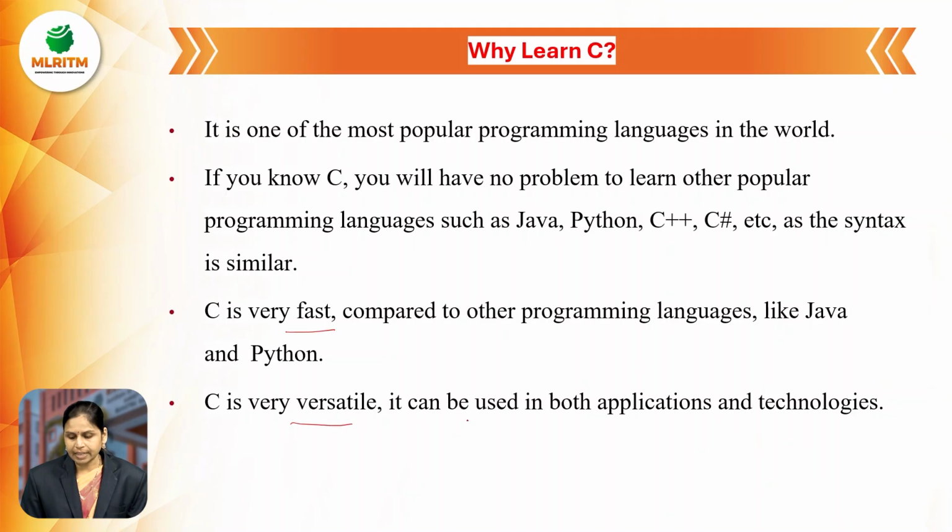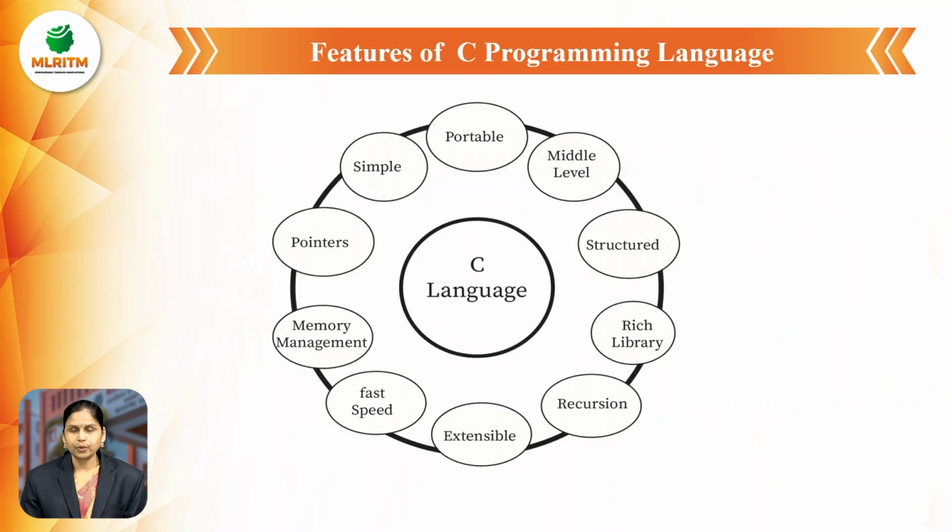C is very versatile. It can be used in both applications and technologies. We can use the C language for both application purposes and technological purposes. Now, these are the features of the C programming language. First, the C language is very simple and portable. It is a middle level language and a structured programming language. It contains a number of library functions and it accepts recursive functions also. It is very extensible, fast in speed. It supports memory management and pointers are also used in the C programming language. These are the main features of the C programming language.